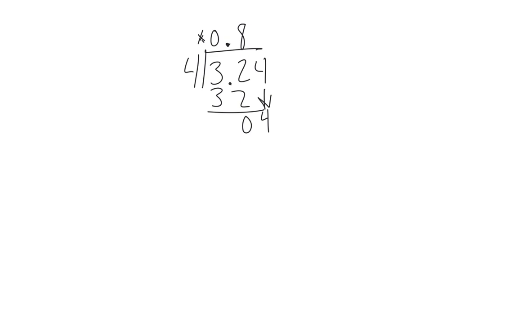And then how many times can 4 go into 4? That's 1. 1 times 4 gives me 4. Subtract that, gives you 0 here. Your answer is going to be 81 hundredths. Alright, let's go ahead and look at one more example.